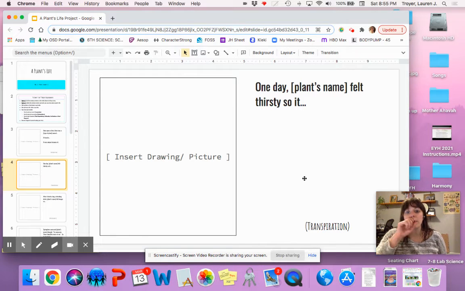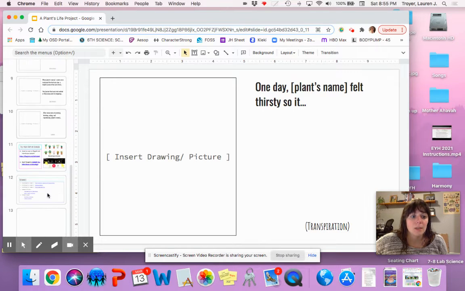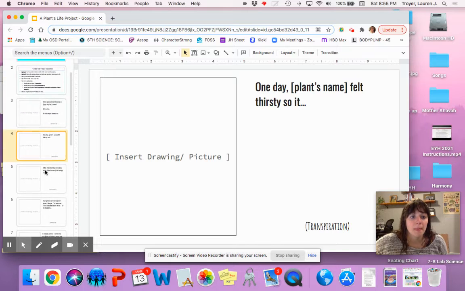Okay, the next slide. One day, plant's name felt thirsty, so this is where you need to talk about transpiration. And if you don't remember what that is, you need to use your resources. Okay, I actually don't expect you to remember all the details of it. So please look back at the notebook, or if you don't have the notebook done, you can look back at the FOSS Web articles, and they'll all be linked on the resources slide below. So that'd be slide 12.